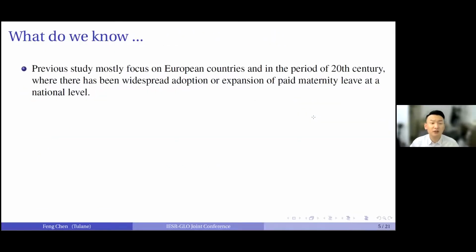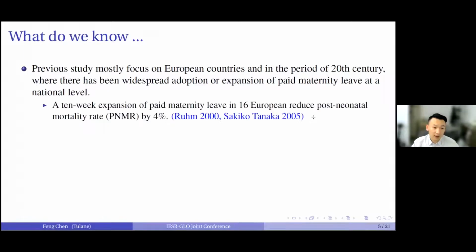So basically, what do we know about the studies of paid maternity leave on infant mortality? Previous studies mostly focused on European countries and in the 20th century. This is because these countries had widespread adoption or expansion of paid maternal leave in this period. For example, some cross-country studies show that a 10-week expansion of paid maternal leave reduced postnatal mortality rate by 4%.